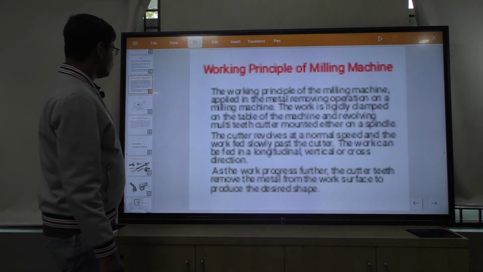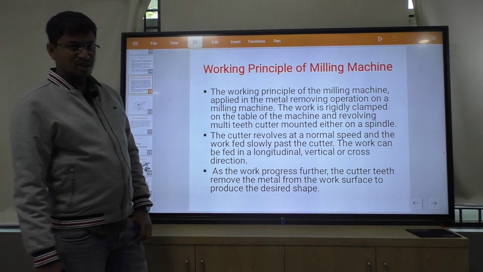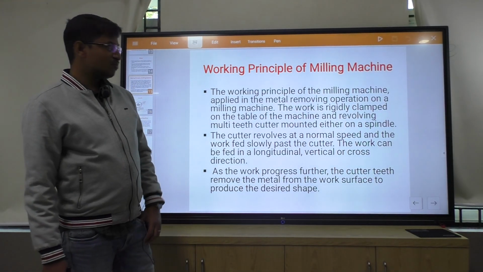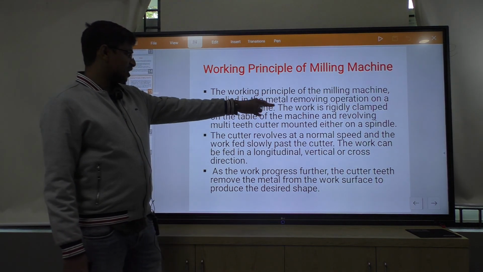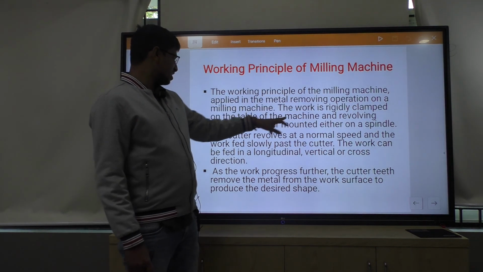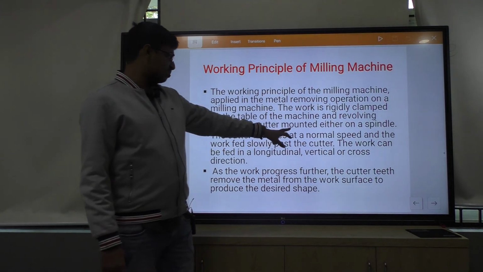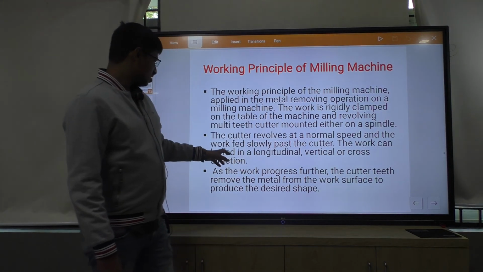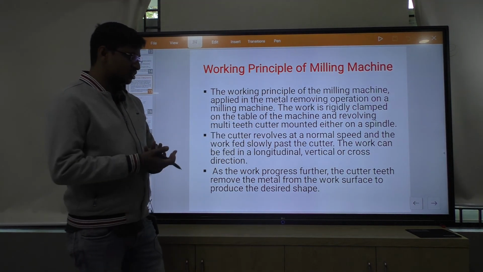Then, the working principles of the milling machine. What is the working principle of a milling machine? The working principle is applied in material removing operations on a milling machine. The work is rigidly clamped on the table of the machine, and a revolving multi-teeth cutter is mounted on a spindle. The cutter revolves at a normal speed and the work feeds slowly past the cutter.